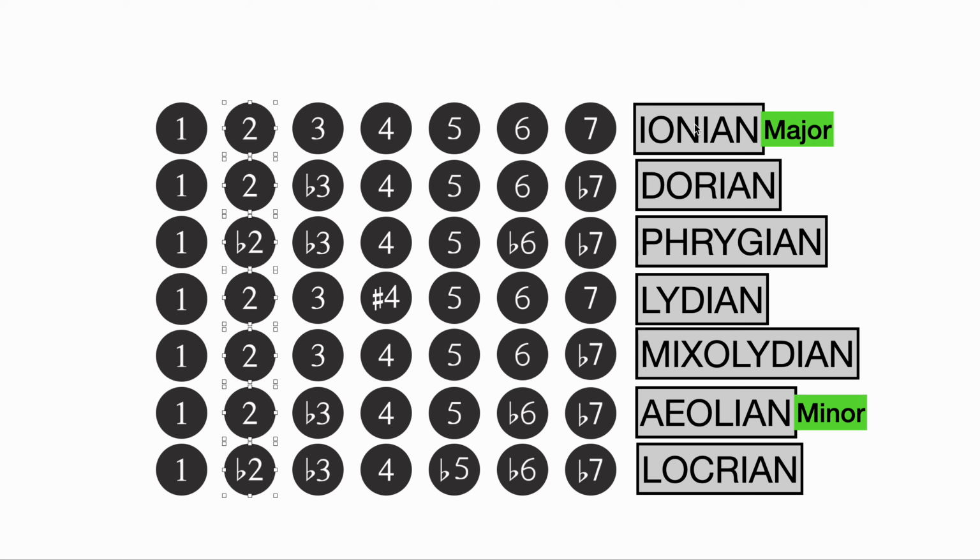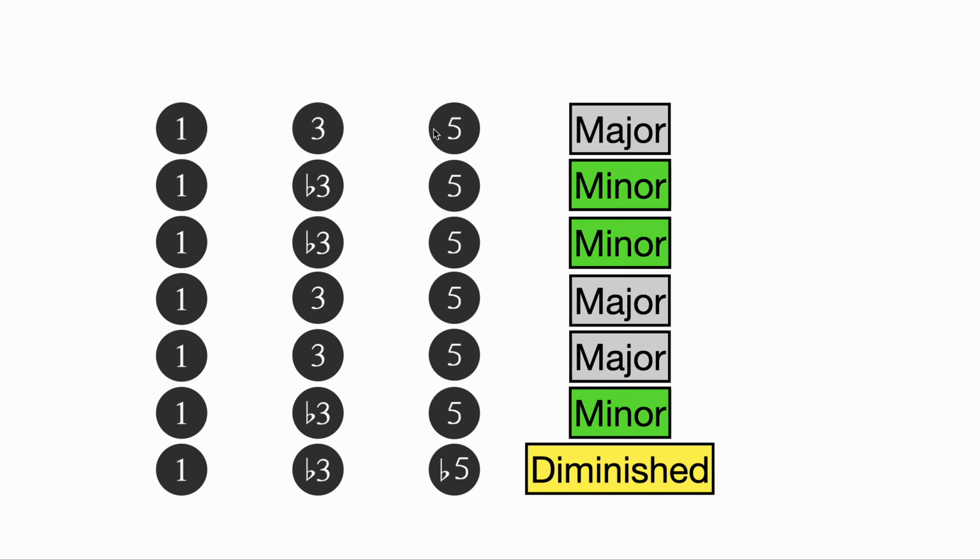So the modes are essentially 1, 2, 3, 4, 5, 6, 7, and the reason why there's 7 of them is because each one of them is different. Every time you inverse the scale, start on a different note, it forms a new pattern. Now, some of them are similar, but they are all different. So with this right here, we see that when we break it down to 1, 3, 5s, there's only 3 types. There's majors, minors, and diminished. And a major is 1, 3, 5, minor is 1, flat 3, 5, and diminished is 1, flat 3, flat 5.